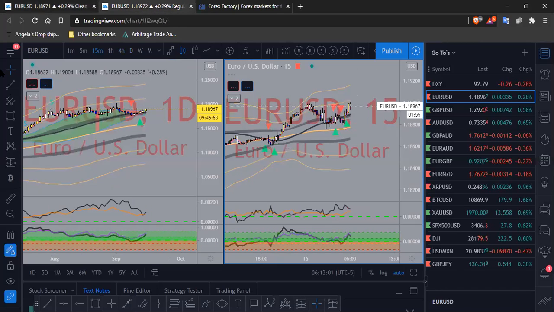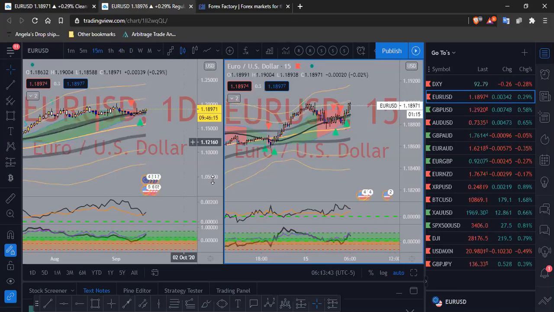Let's go on to arbitrage. Same thing, it's calling for buys. I'm not really going to go for it.